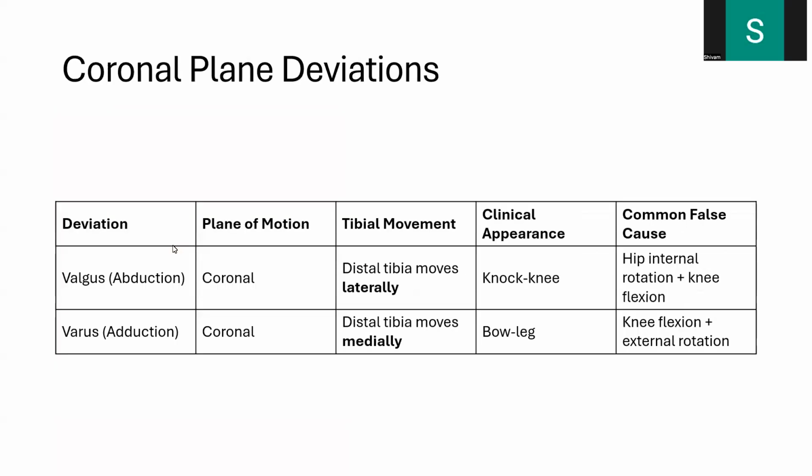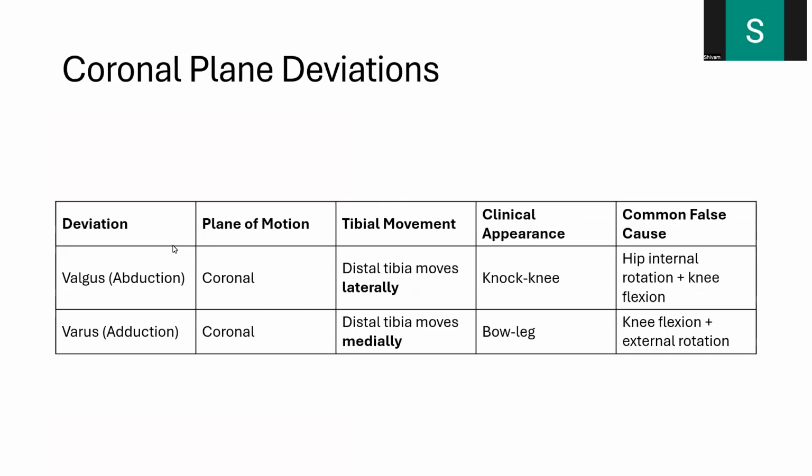The last phase is the coronal plane deviations, which is both the varus and valgus. So this is in the coronal plane movement. We know that the valgus is basically the distal tibia moves laterally, and it creates a knock knee appearance.